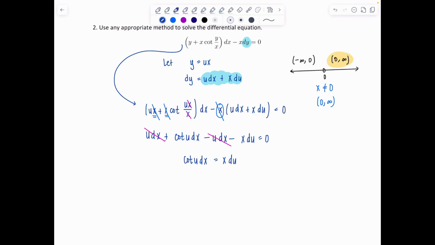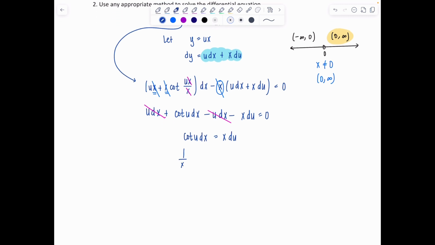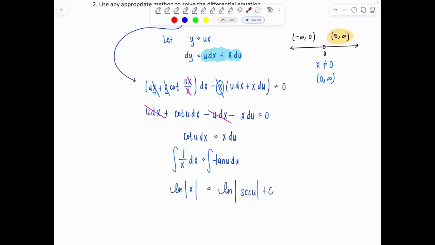Now we're going to make this separable. So 1 over x dx equals 1 over cotangent u, which would be tangent u du. Fabulous. Now we can integrate both sides. So ln absolute value of x equals ln absolute value secant u plus c. Now I don't need the absolute value on x because remember we chose the interval from 0 to infinity. So I can drop them in the next line if I want.